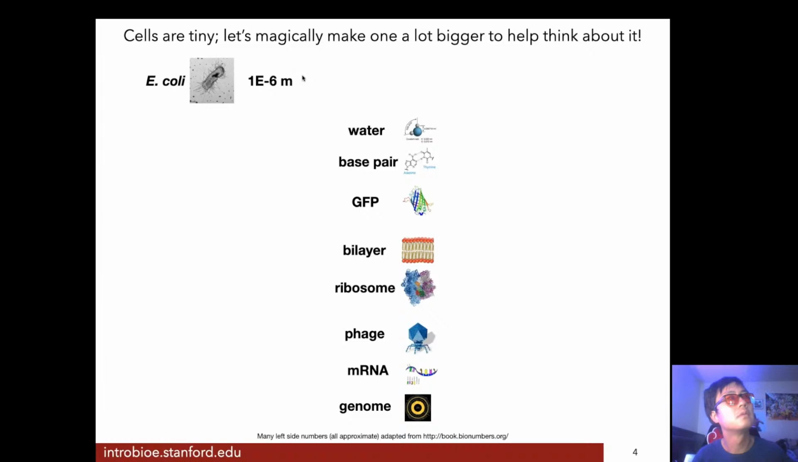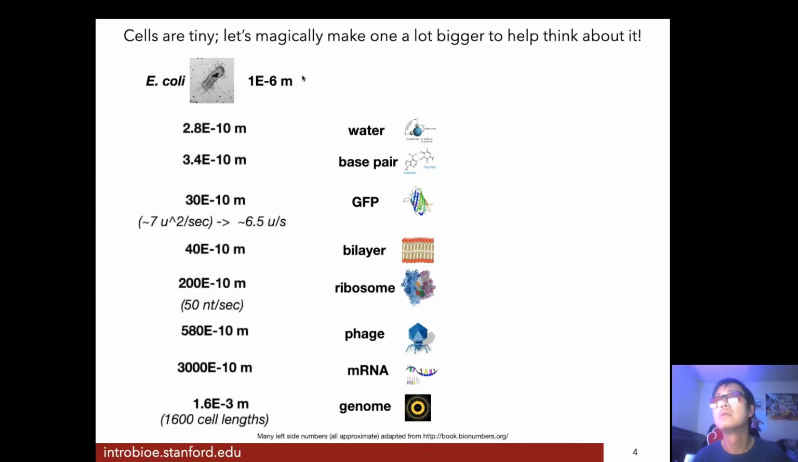Okay, so how big is a water molecule? How big are all these other molecules? And you can say a water molecule is about 2.8 × 10⁻¹⁰ of a meter. A nanometer would be 1 × 10⁻⁹. So this is not even a nanometer. It's 28% of a nanometer, it looks like.